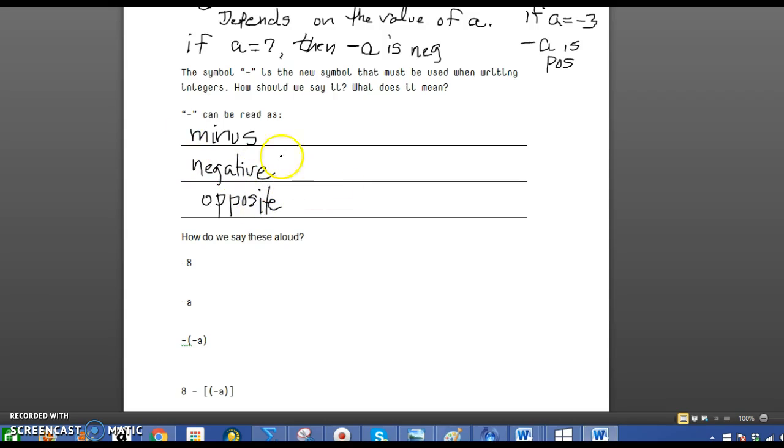So let's do a little bit of practice here. If I'm looking at this, I definitely don't want to say minus 8. I reserve the use of the word minus for when I'm performing the subtraction operation, and I'm not subtracting that from anything. I reserve the words opposite of for when I can't correctly say the word negative. I know this is negative 8. I want to convey to people this number is less than 0. So I say negative 8.